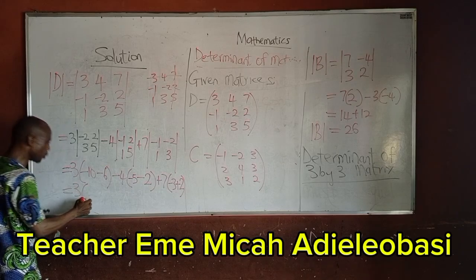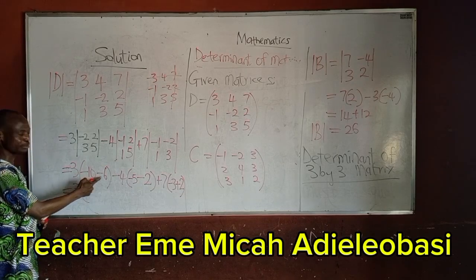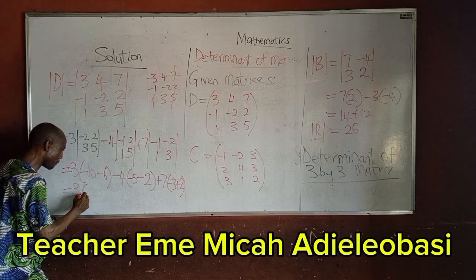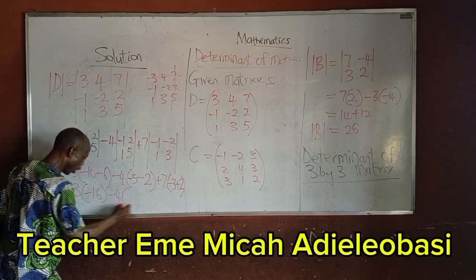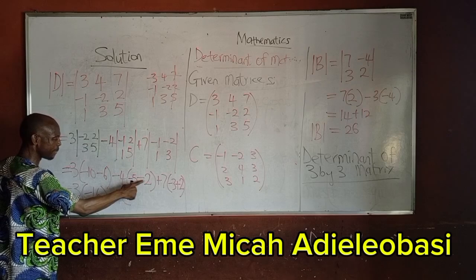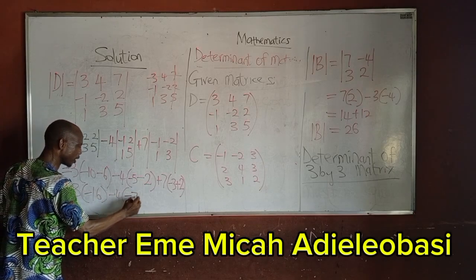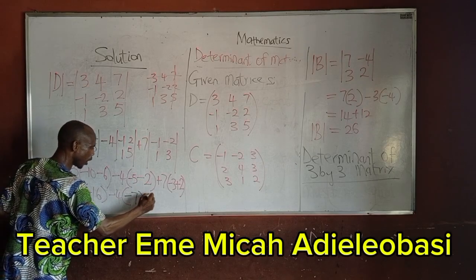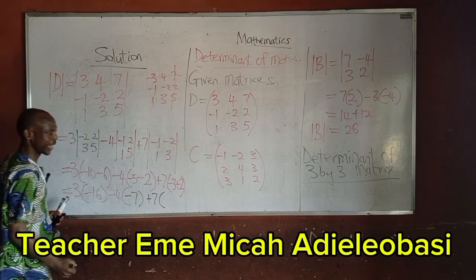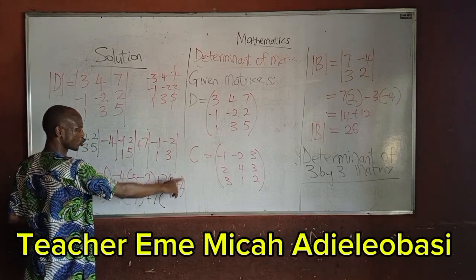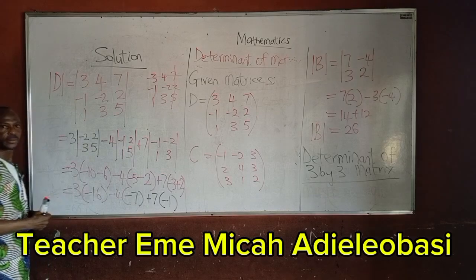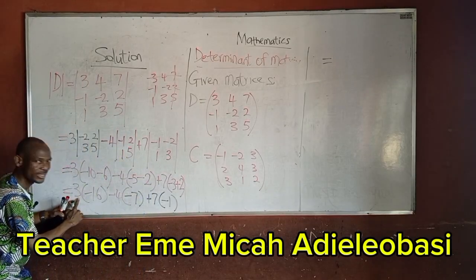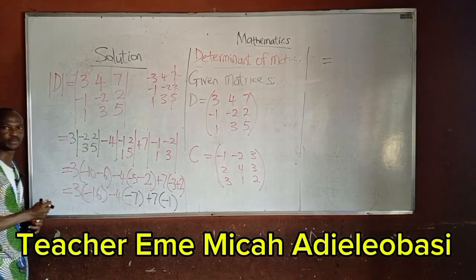So this now gives us 3. Open bracket. Minus 10 minus 6 gives you minus 16. Minus 4. Open bracket. Minus 5 minus 2 gives us minus 7. Then plus 7. Open bracket. Minus 3 plus 2 gives us minus 1. We are going to multiply 3 times minus 16.